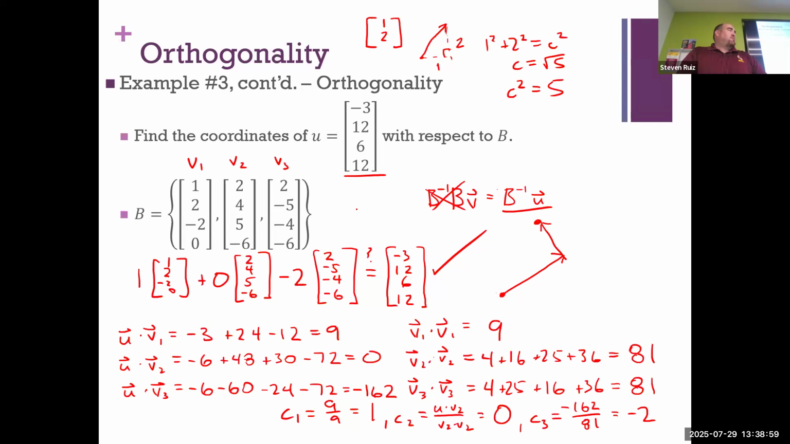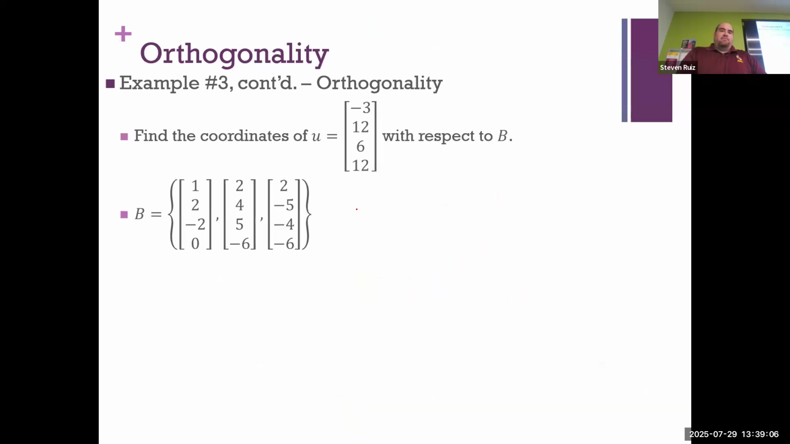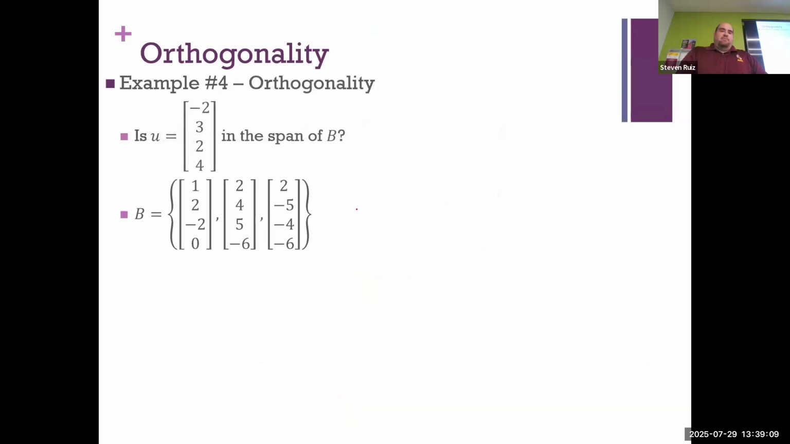Any questions about how we found the things we found? All right. So now let's do this. I want to know, is U in the span of B? So this is something we've done several times. How could we find the answer to this? Okay, so what would the augmented matrix look like that I'd want to build? It'd be all those B values on one side.